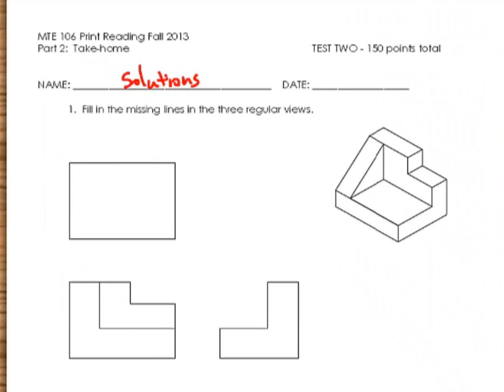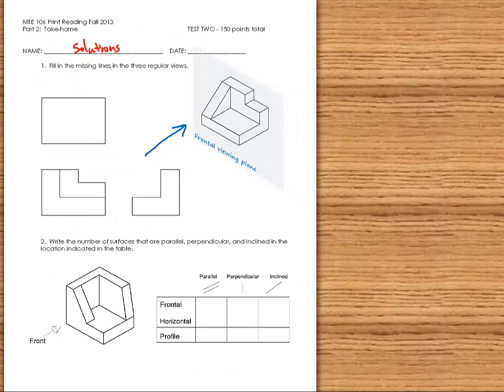The first question asks us to fill in the missing lines in the three regular views. We recognize the three regular views as the front view, the top view, and the right side view. To develop the front view, we imagine looking at the object through the frontal viewing plane. To solve this problem, we'll use three important facts presented in the unit on regular views.